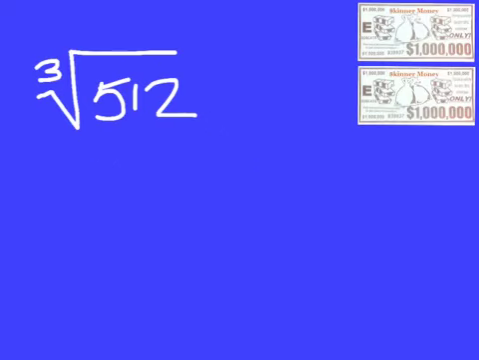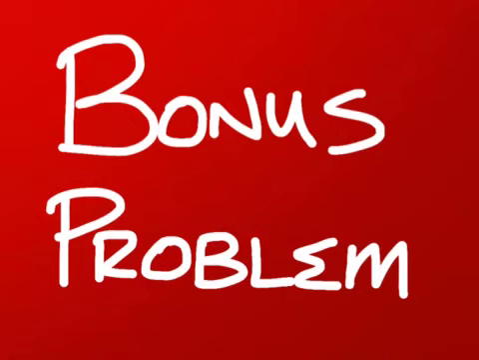Alright, so practice problem number 3. Give this a shot. What is the cube root of 512? What number am I going to multiply by itself, and then by itself again, in order to get 512? Solution for the practice problem should be 8. If you have that, come and get 2 million.